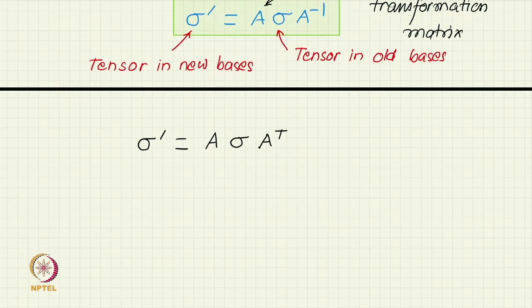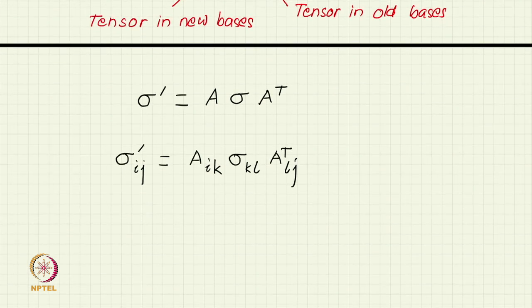And if we write this now in the coordinate terms, then we can say sigma prime ij is equal to A ik sigma kl A transpose lj, with the summation convention. So, I am not writing the sigmas.